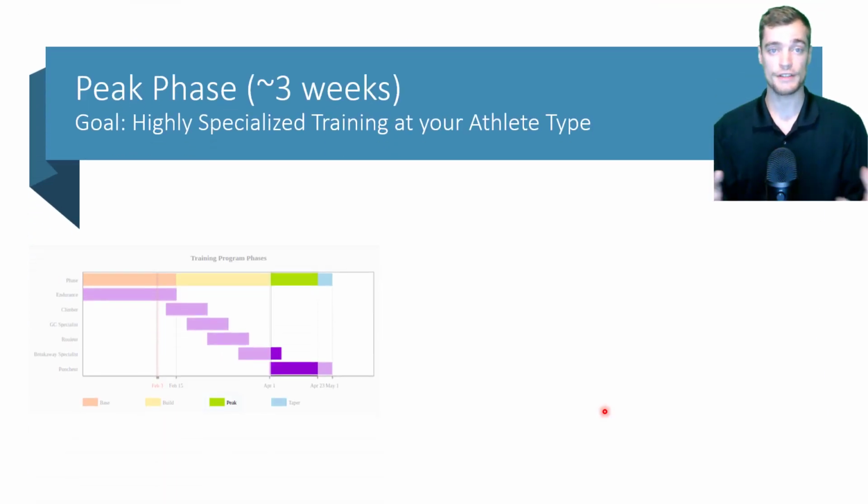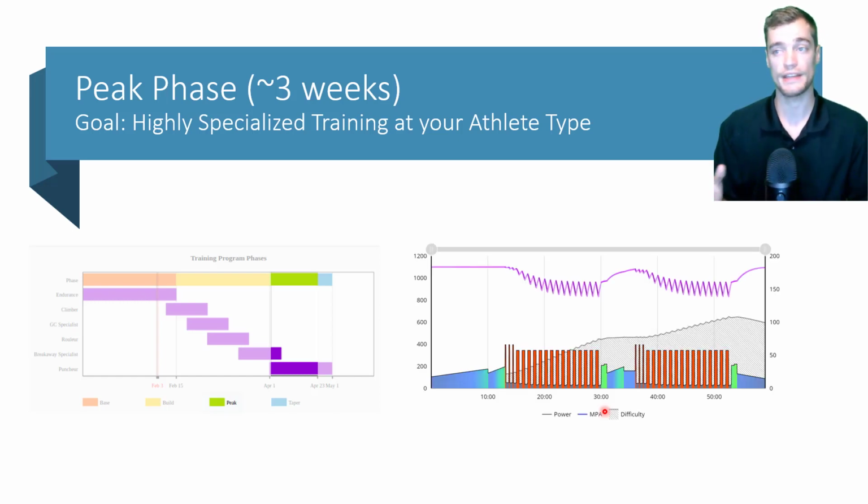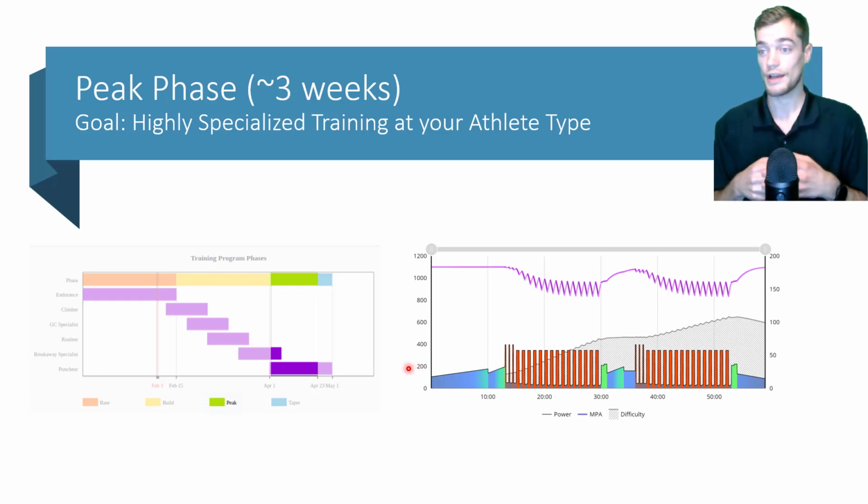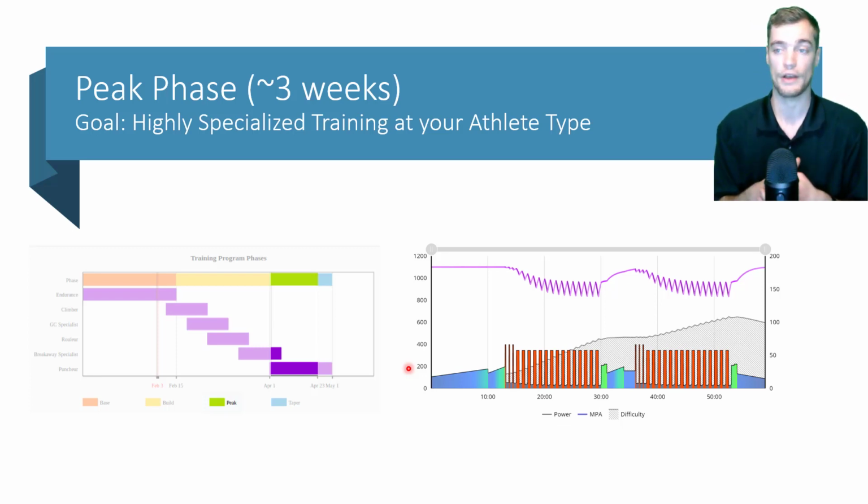In the peak phase, which lasts about 3 weeks, the goal is to perform highly specialized training at your selected athlete type. And so the types of workouts that will be recommended during that 3-week peak phase will be workouts that have a focus that is nearly identical to your selected athlete type. The idea is, for example, if this athlete wants to work on their 4-minute power to be ready for their event, then Xert will recommend workouts that have nearly a 4-minute focus. It helps them really prepare for the demands of their event.